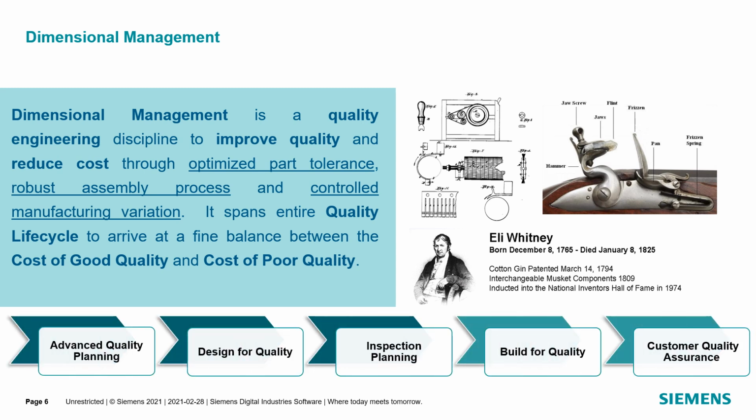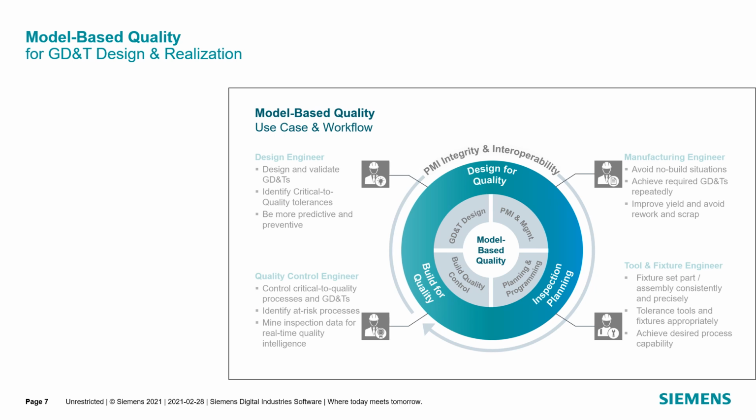For the purpose of this session, we'll simplify the definition of a quality life cycle by starting with advanced quality planning such as APQP, followed by design for quality, inspection planning, build for quality and customer quality assurance. Model-based quality plays a significant role in this life cycle and is our solution for digitalizing dimensional management.